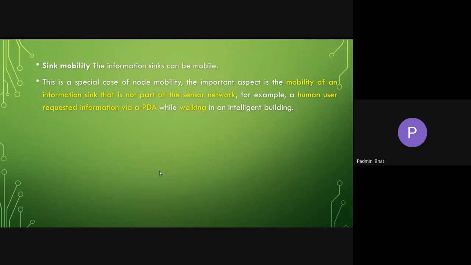Next is sink mobility. The information sinks can be mobile. What example can I give? A patient is stationary, and many sensors have been put on him: a pressure sensor, a temperature sensor. He is stationary, but he is connected to the doctor's mobile, so that becomes a sink now. The doctor is moving. So in sink mobility, the sink is moving.